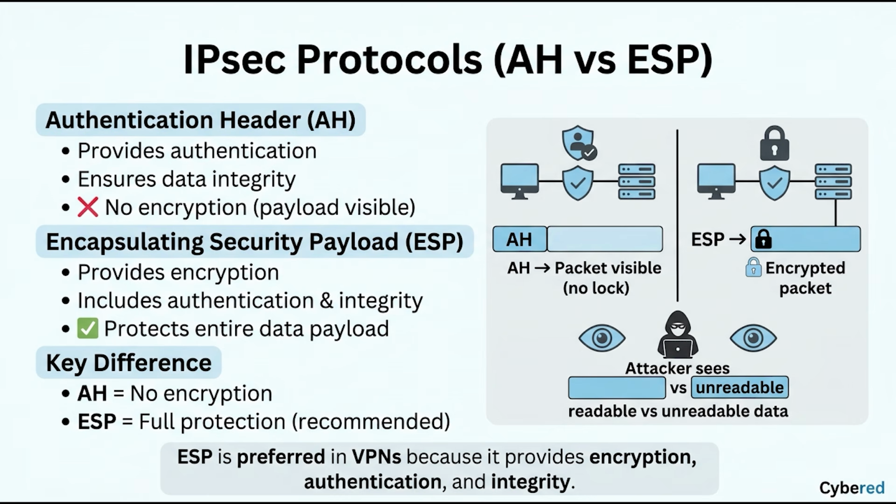IPsec uses two main protocols. Authentication Header provides authentication and integrity for IP packets but does not encrypt the payload. And Encapsulating Security Payload, ESP, provides encryption, authentication, and integrity protection. In most VPN implementations, ESP is commonly used because it provides full encryption of the transmitted data.